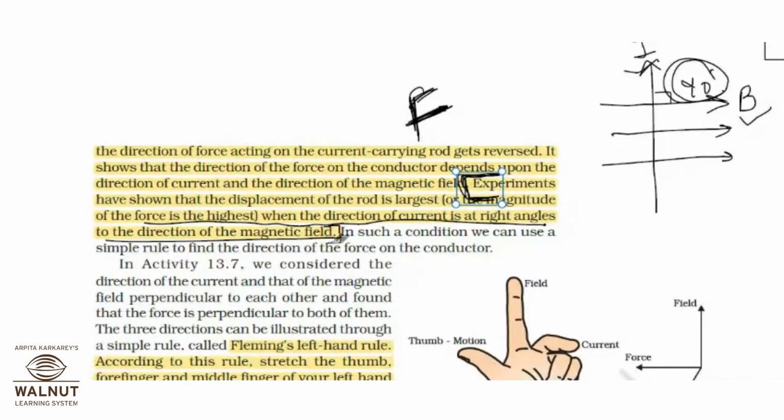Sometimes in a 1 mark MCQ they ask what should be the angle between B and I so that the force that is experienced will be the largest. In that case the angle should be 90 degrees. This is experimentally proven data.